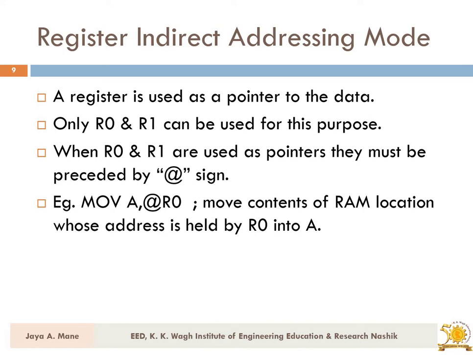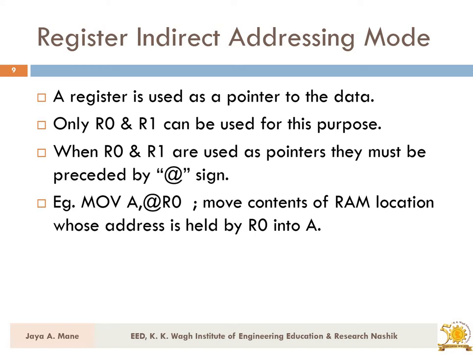Now what do you mean by this? In this condition a register is used as a pointer. That means that register is pointing to the address of that data. Understood? Like in the last example I told you MOV A, 40H, where 40H is the address of that number. If I say MOV A, @R0, and suppose R0 holds the value 40H, what will MOV A, @R0 mean?